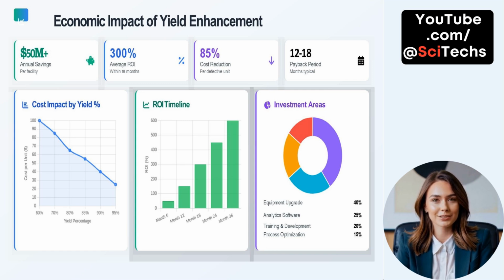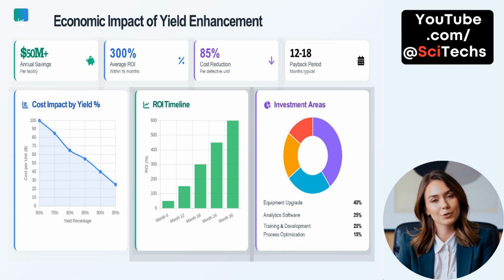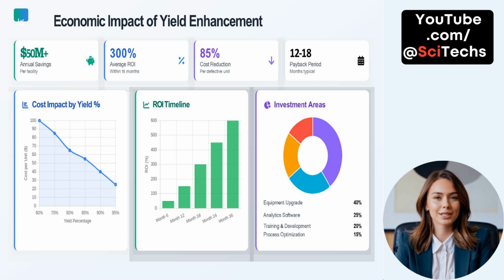Economic impact of yield enhancement. Yield enhancement delivers powerful economic benefits for semiconductor fabs. With optimized yield strategies, facilities can achieve over $50 million in annual savings by reducing waste and improving efficiency. A 300% average return on investment, ROI, is typical within just 18 months, thanks to lower cost per unit and improved throughput. Even more compelling is the 85% cost reduction per defective unit, which directly translates to less rework, scrap, and downtime. The payback period for yield-focused initiatives typically ranges from 12 to 18 months.